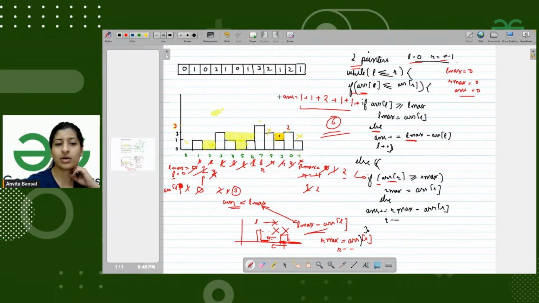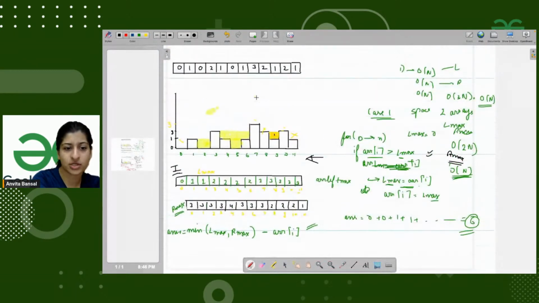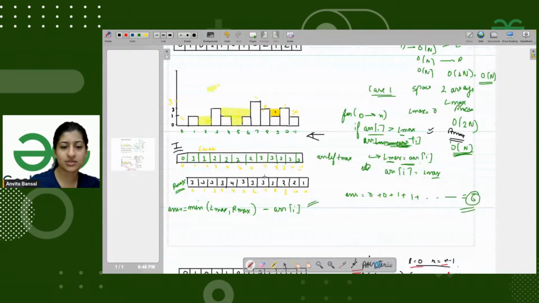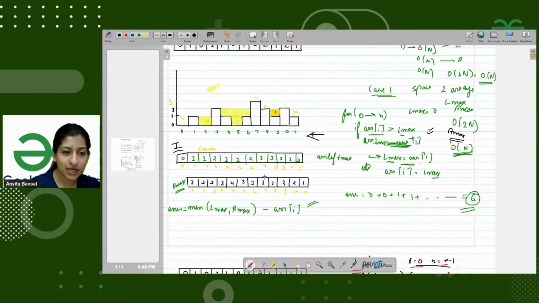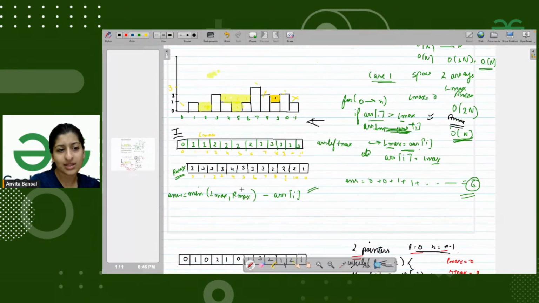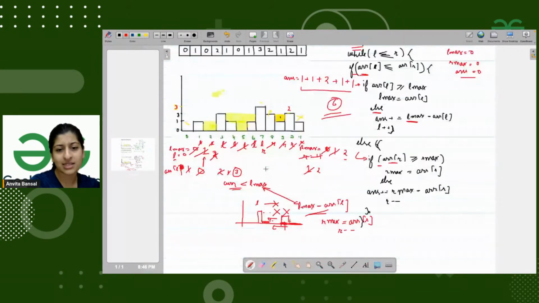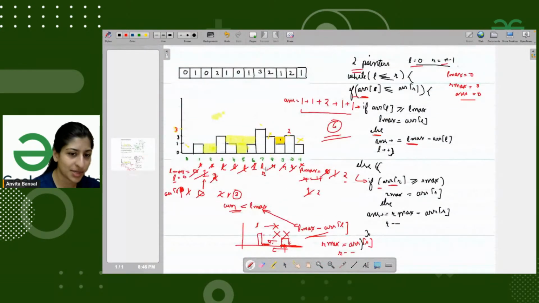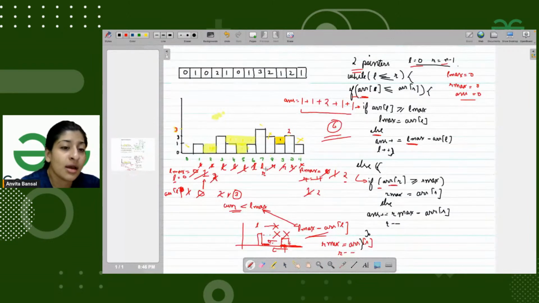Using 2 pointers, you are making your calculations of the same thing that we discussed in the first approach. In the first approach, the thing was it was intuitive, and based on that intuition we use some extra space to calculate Lmax and Rmax. Now in this case, to get Lmax and Rmax, I don't want to use any space. So how can we solve it in the same time complexity O(n) and without using any space? For that, some manipulations are being done here.